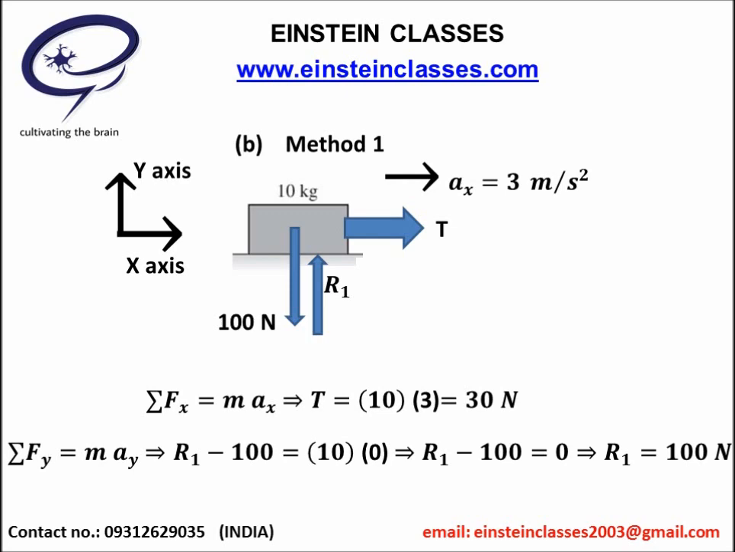Now apply Newton's second law along y-axis. The forces which are acting along y-axis are R1 and 100 Newton in opposite direction. Take upward direction as positive. Hence net force along y-axis is R1 minus 100. It equals to the product of mass of block and acceleration of block along y-axis. As acceleration along y-axis is 0, R1 minus 100 equals to 0. From this we get the value of R1, which comes out 100 Newton.